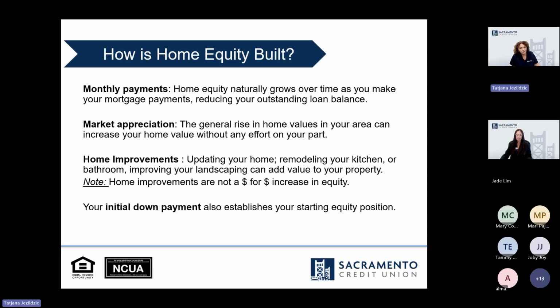And also home improvements. Anytime you do any kind of home improvements, you're updating your home, you are increasing your equity. Now, sadly, that equity doesn't go dollar for dollar, so you might spend $30,000, $40,000, $50,000 in your home improvements, but your equity does not grow dollar for dollar.